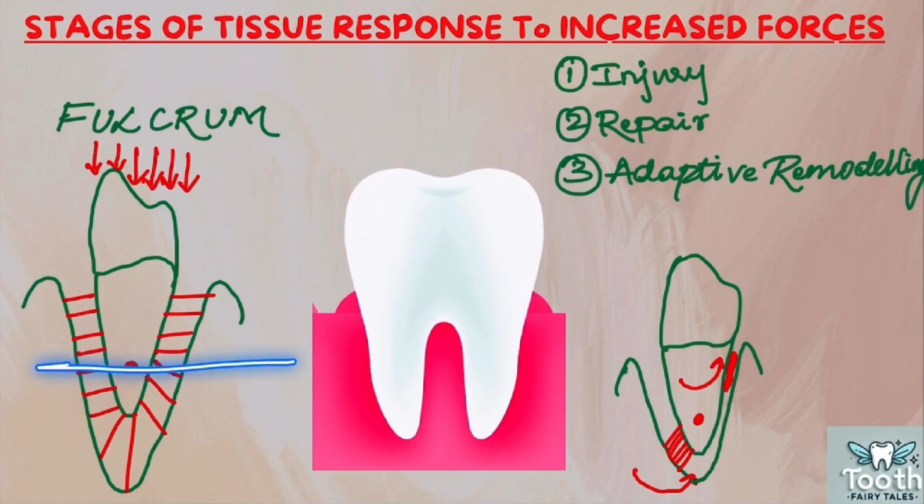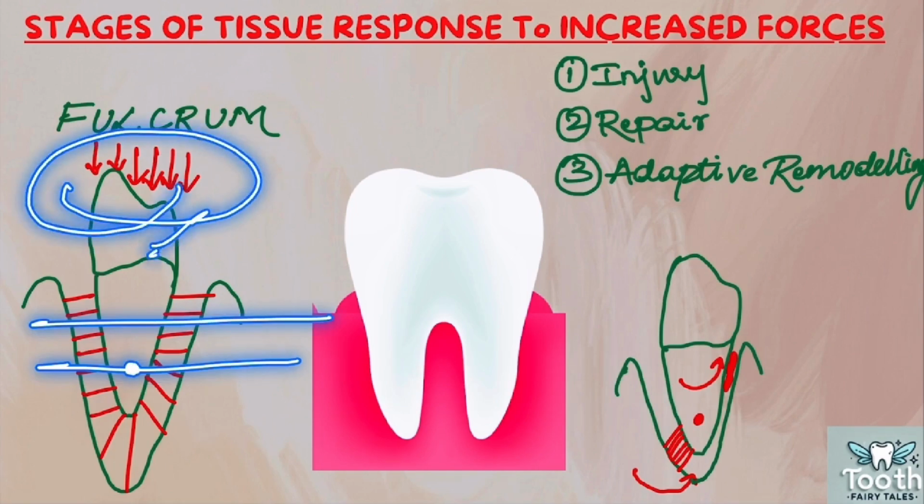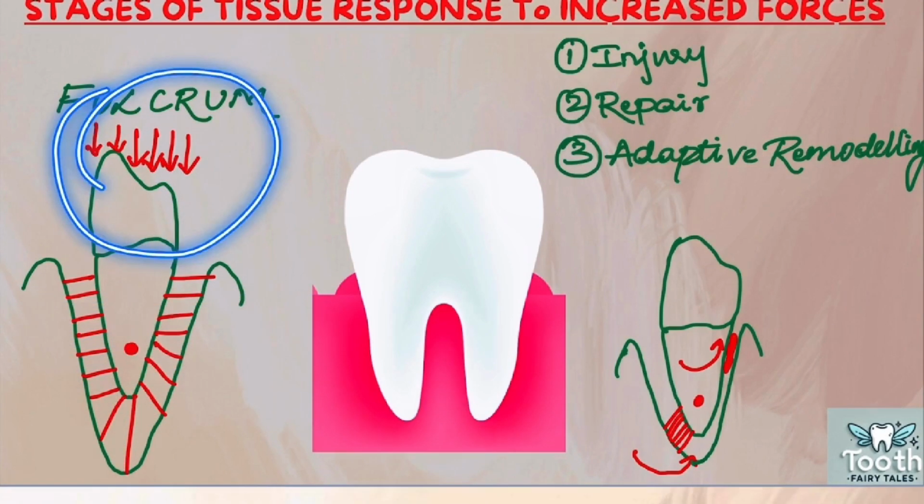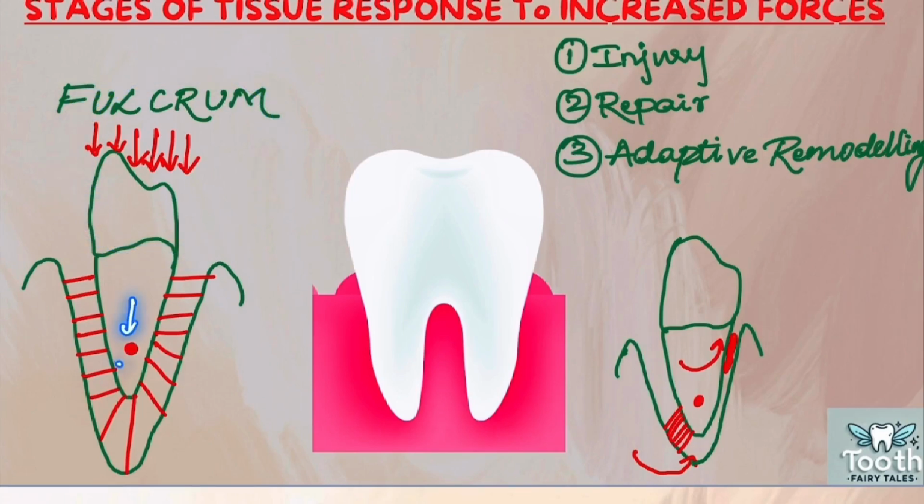This is a single-rooted tooth. The fulcrum is located at the junction of the middle and the apical third. When this tooth is subjected to excessive amount of occlusal forces, the tooth is rotating around the fulcrum. So this is the normal tooth where the periodontal ligament is uniform here. If you observe, the periodontal ligament is uniform. But when this tooth is subjected to excessive amount of occlusal forces, the tooth is rotating around the fulcrum or around the axis of rotation. So this is how the tooth is rotating a bit.